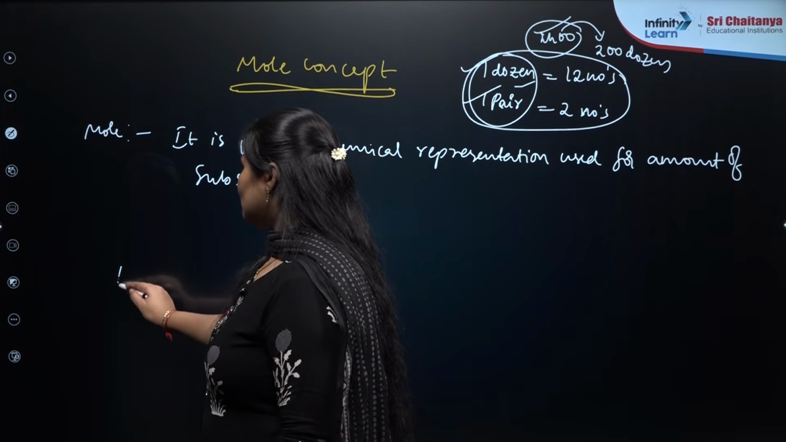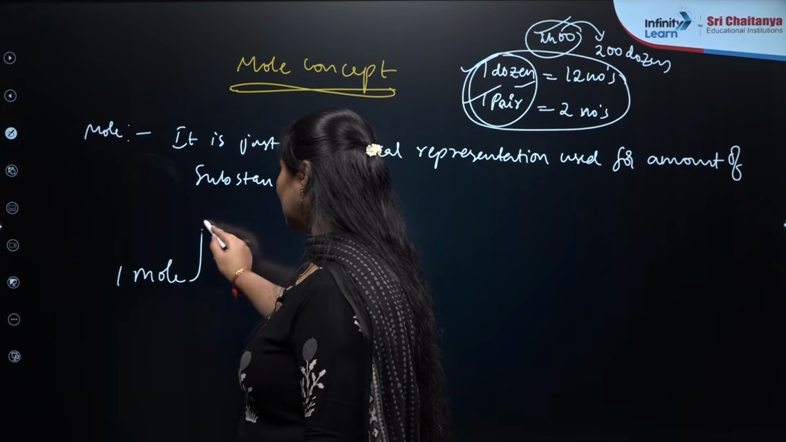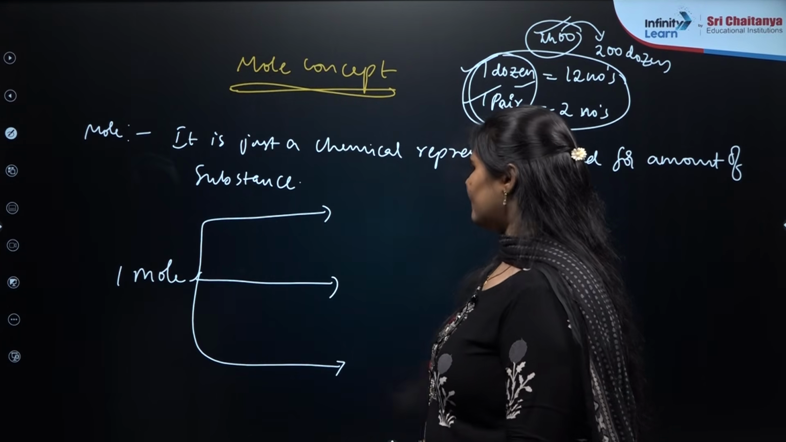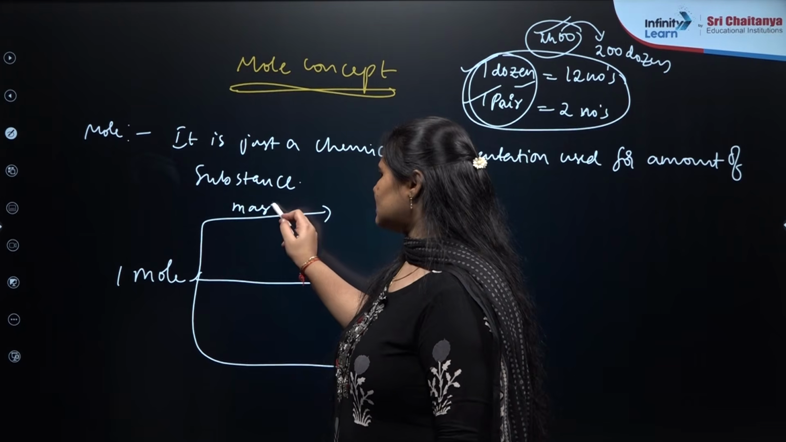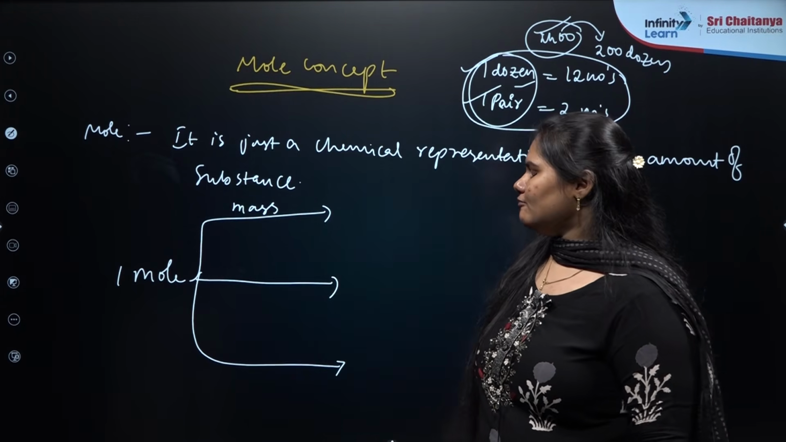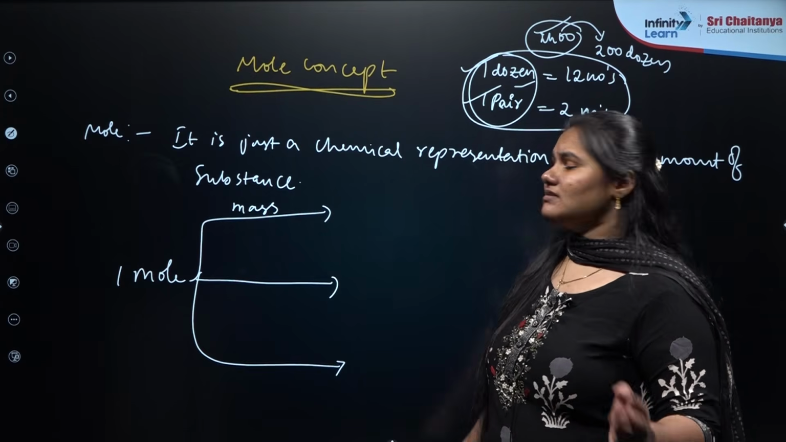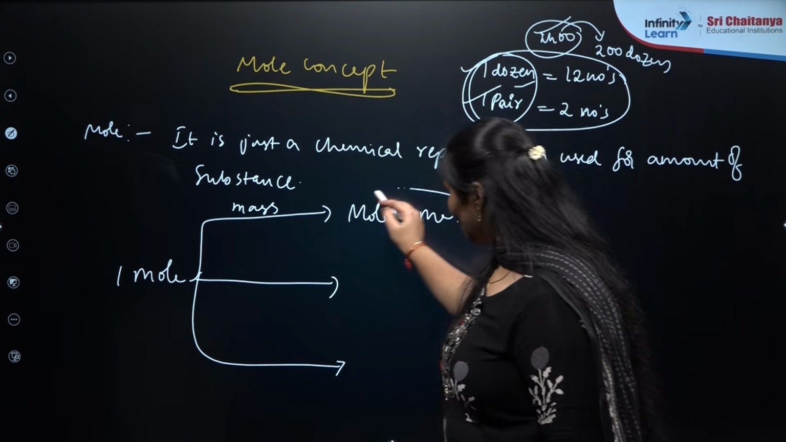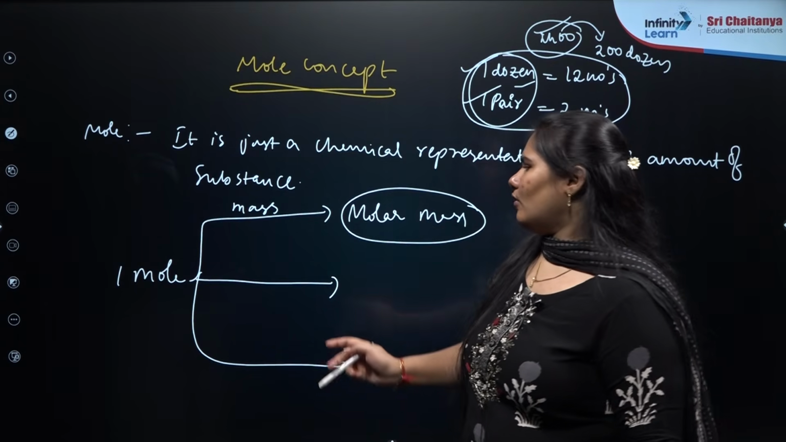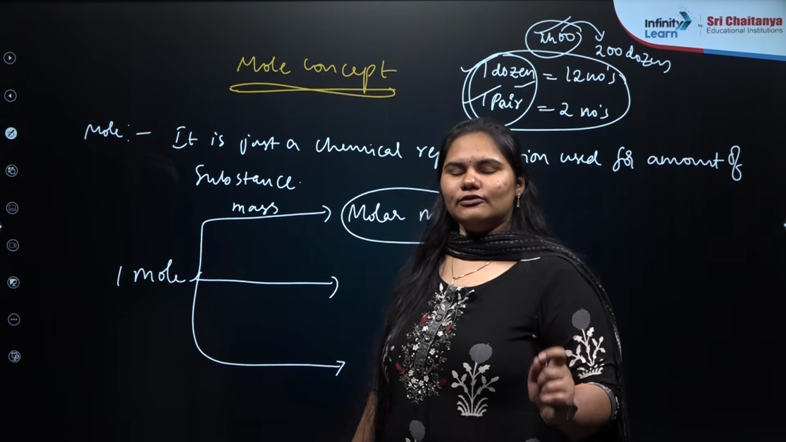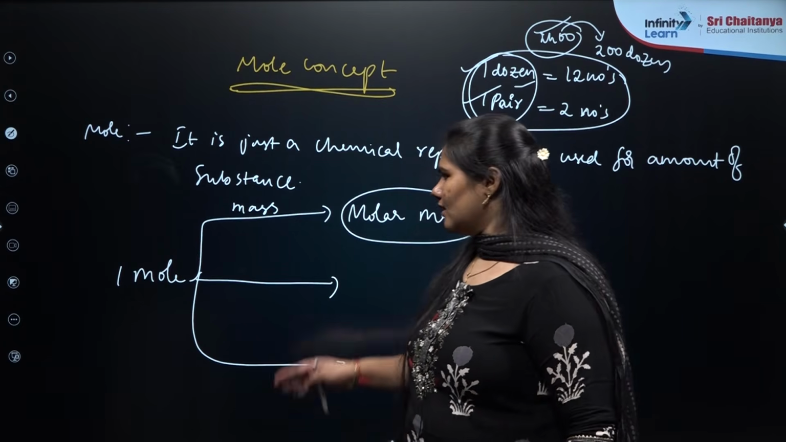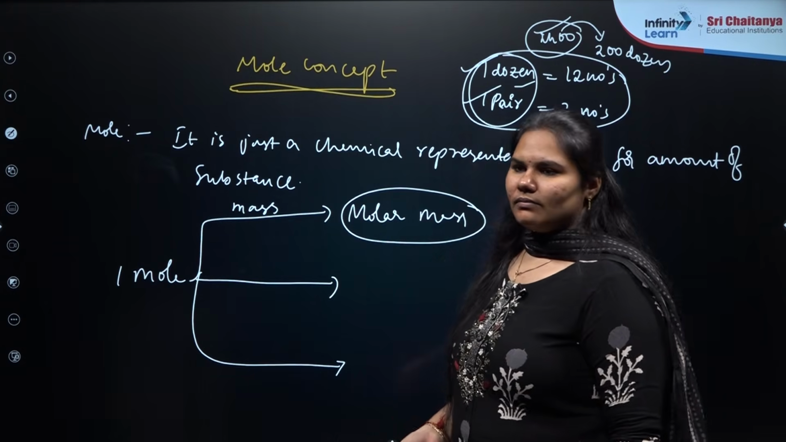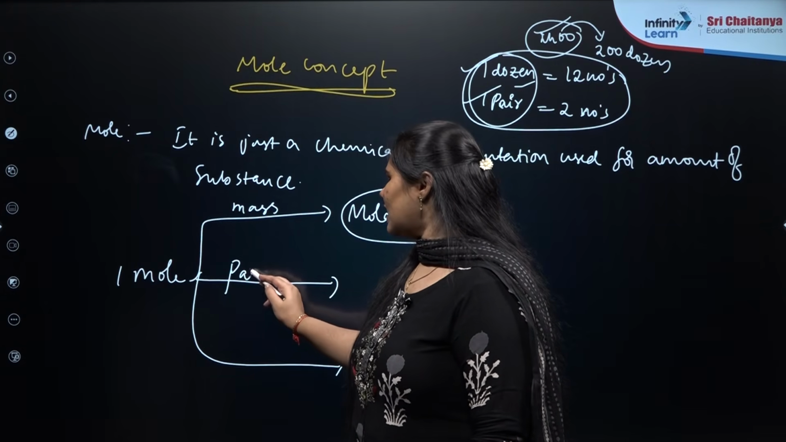So let me tell you. One mole has three values in three different terms. The first one is in terms of mass. One mole of substance in terms of mass is nothing but molar mass. We will talk about this topic only after this one. These three are very important to do all the mole concept related questions. You have to be very careful in this. One mole value in terms of mass is what? Molar mass.